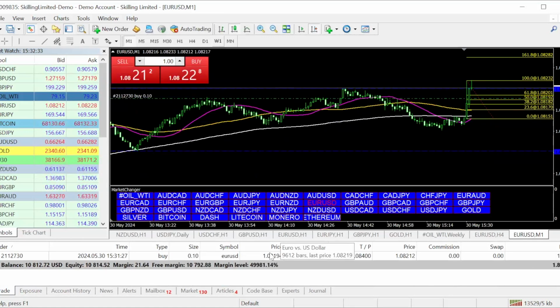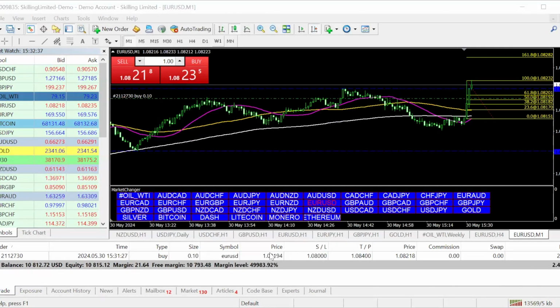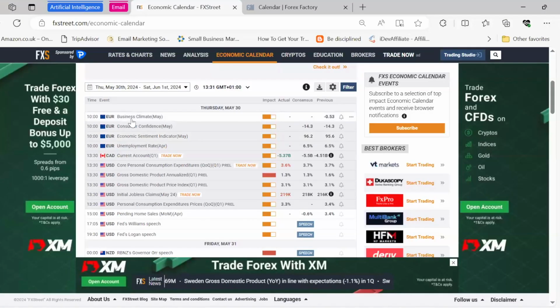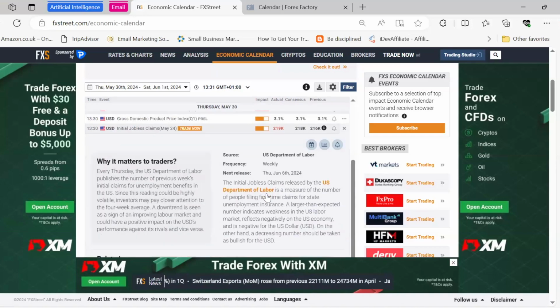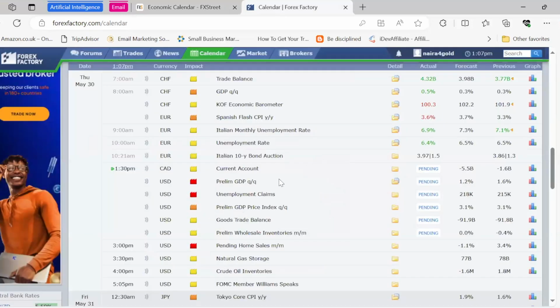Now, when you go to Forex Factory, even on the same FX Street, if you click on this, it should give you some information you can study. You can read some information about this event. But if you go on Forex Factory, it will give you a better clue.